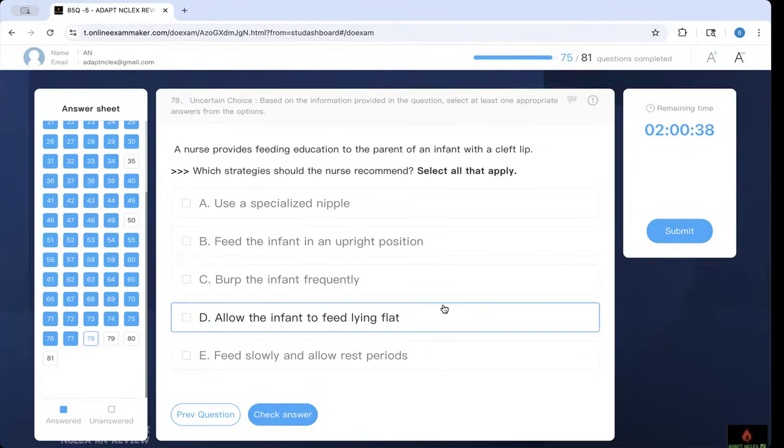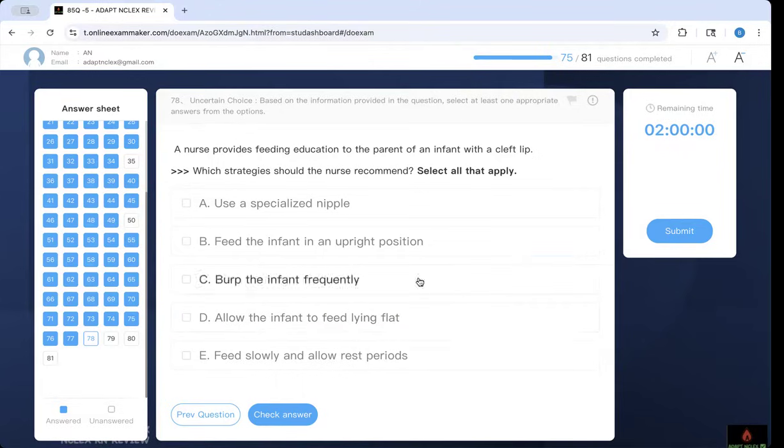And let's provide feeding education to a parent of an infant with a cleft lip. Which strategy should the nurse recommend? Select or apply. When you see cleft lip or palate again, these three questions, you kill it. If you watch this video multiple times: use a specialized nipple, feed the infant in an upright position, burp the infant infrequently, allow the infant to feed laying flat, feed slowly, and allow rest periods. The key is to prevent aspiration because they swallow air, and then that will help them.